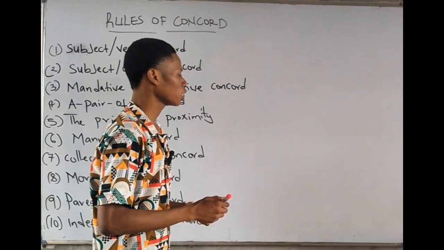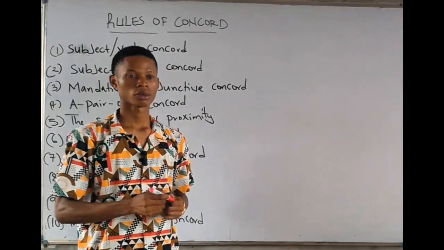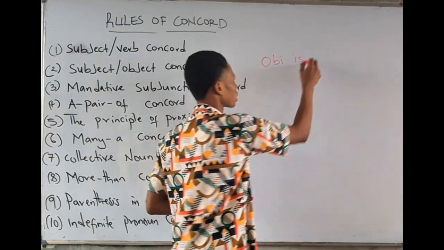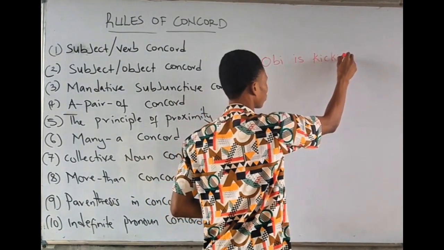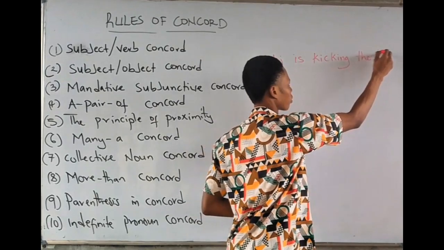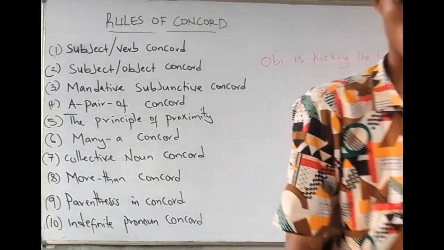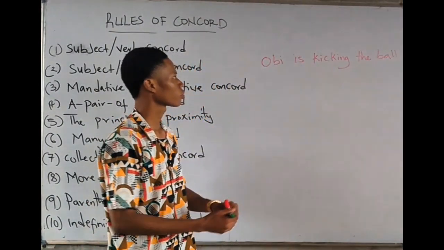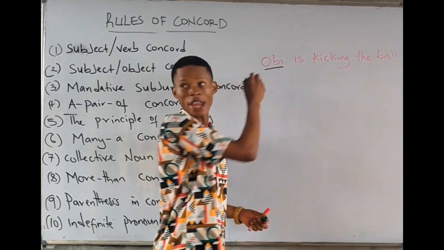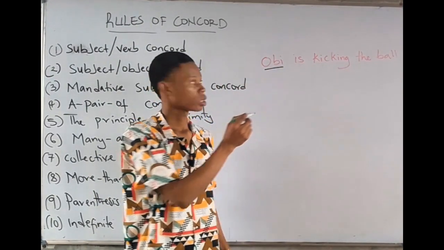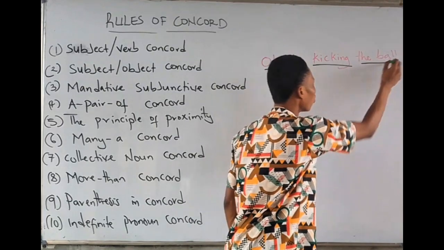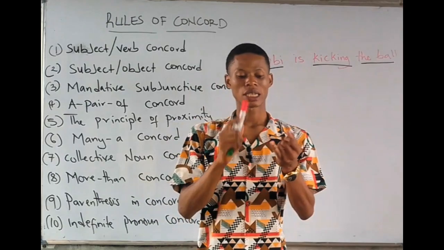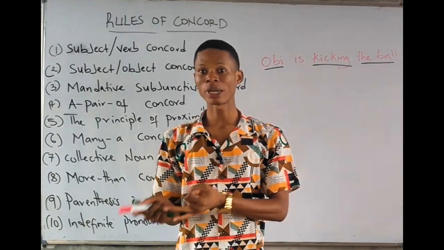Now, give me any sentence. Obi is kicking the ball. Let's examine this sentence. Obi here is the name of the person, right? Is it not? Kicking and the ball. Now, if you look at this, every complete sentence must have at least a subject and a verb, right? Or a predicate.